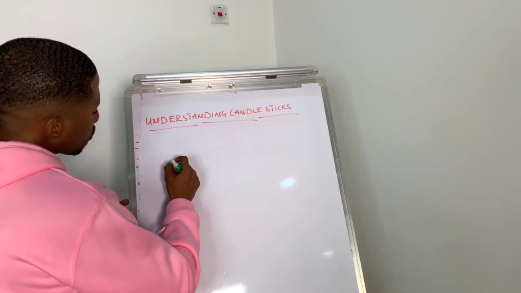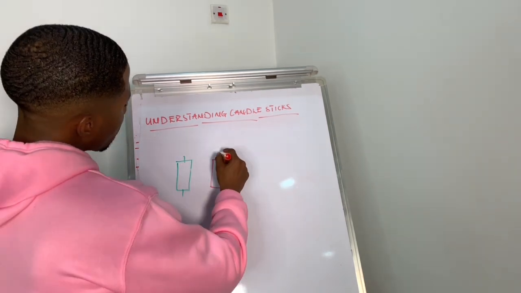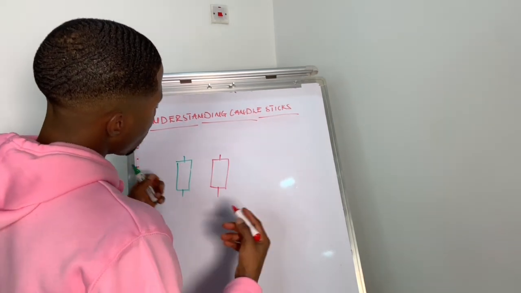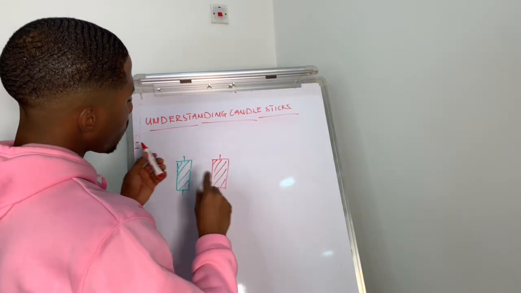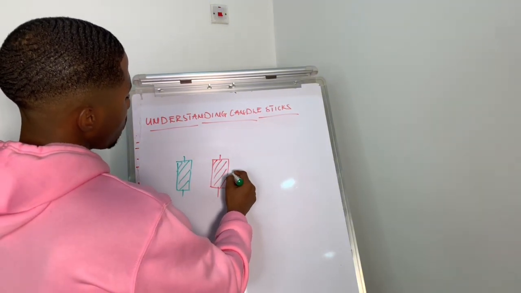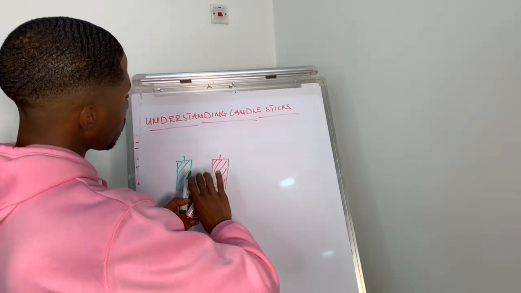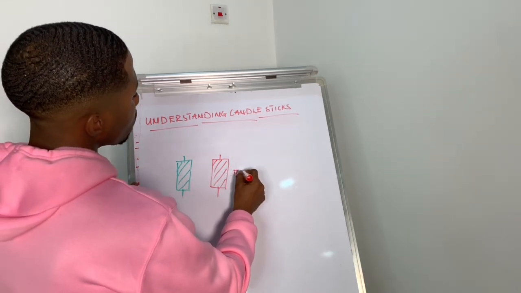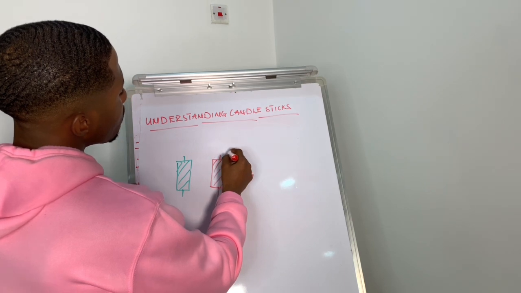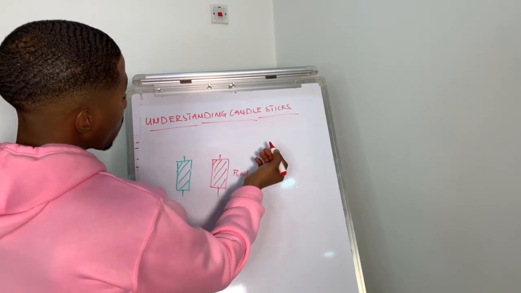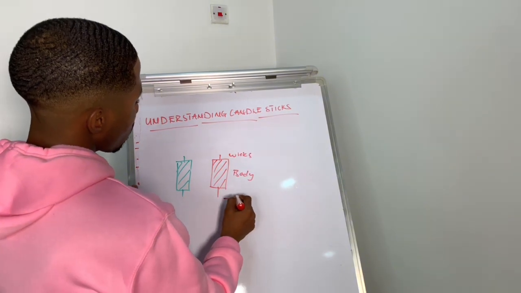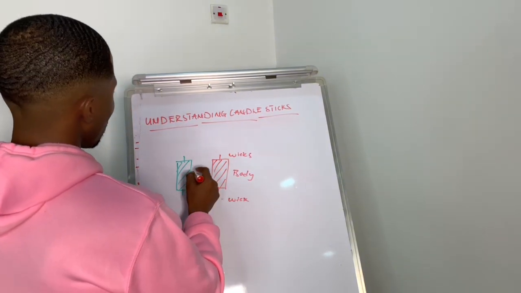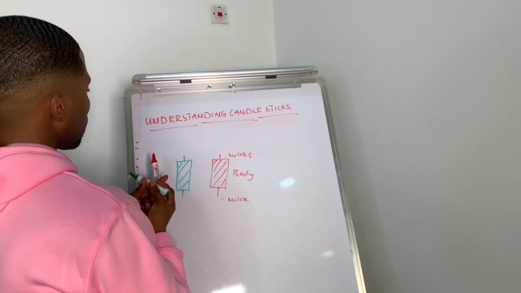A candlestick is normally represented like this. Green is for the bullish candlestick and red is for the bearish candlestick, right? You should know that this is called a body. This is the body of the candlestick. And these tails are called wicks. You can call them tails, but professionally they are known as wicks. This is the body and the wick.